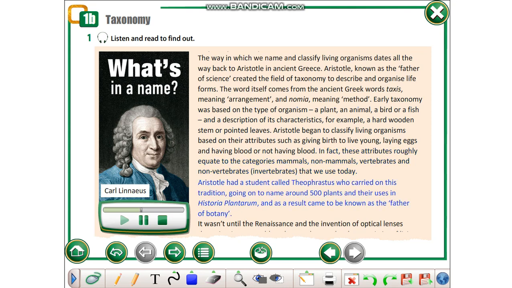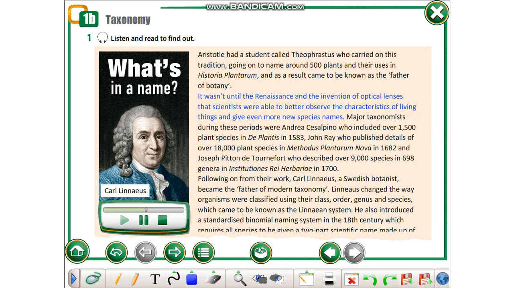Aristotle had a student called Theophrastus who carried on this tradition, going on to name around 500 plants and their uses in Historia Plantarum, and as a result came to be known as the father of botany. It wasn't until the Renaissance and the invention of optical lenses that scientists were able to better observe the characteristics of living things and give even more new species names.